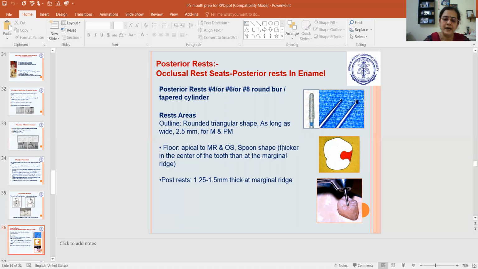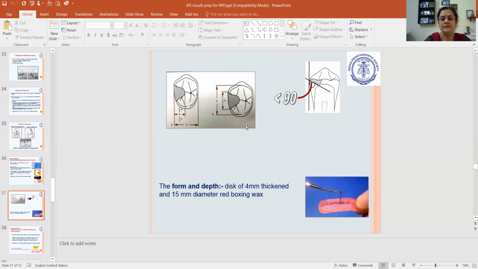It is spoon shaped and thicker in the center of the tooth than at the marginal ridge. The rest is about 1.5 millimeters thick at the marginal ridge. The angle formed by the rest to the minor connector should always be less than 90 degrees, to provide transmission of occlusal forces along the long axis of the tooth. Otherwise, if it is 90 or more than 90 degrees, it may create orthodontic movements.